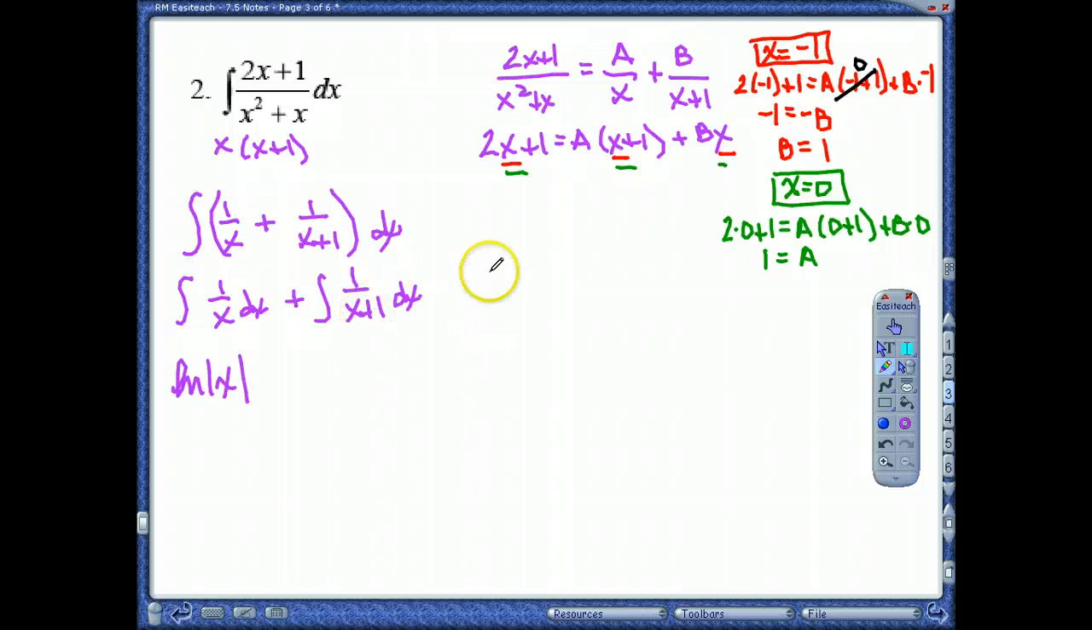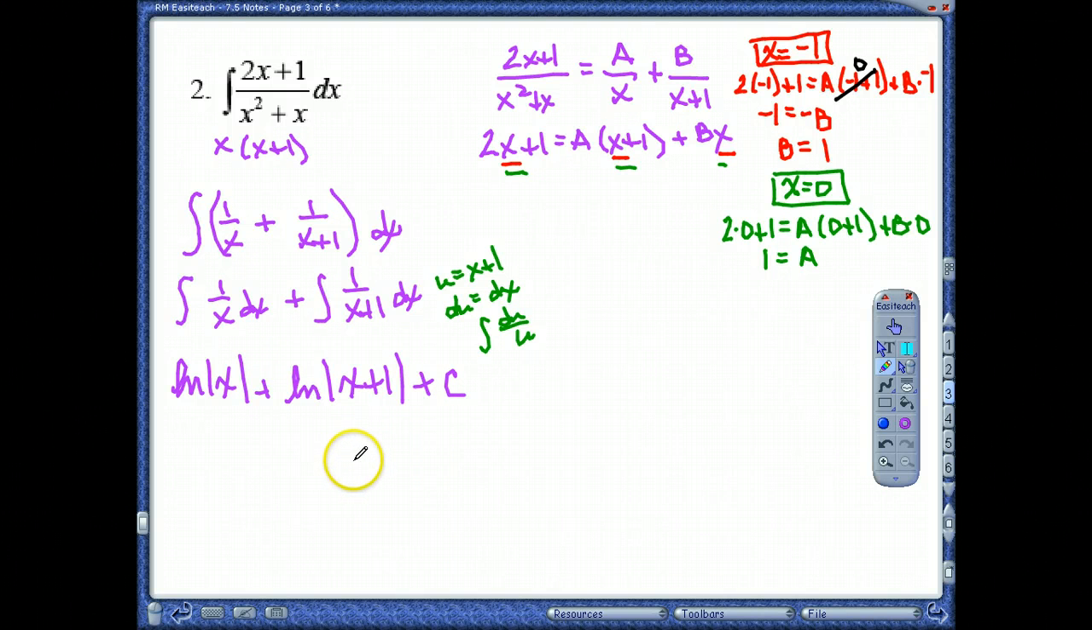This little guy, I will need a u substitution. You're going to get to the point where you don't need to write it out, but until you get there, please feel free to do so. So that's going to give me the integral of du over u. So when I integrate that, I'm going to end up with the natural log of the absolute value of x plus 1 plus c.